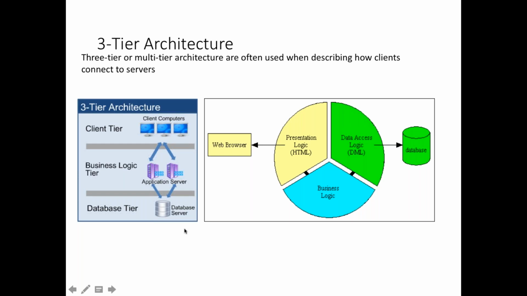On the right, if you see this pie chart, it displays first the presentation logic tier, which will be accessed through the web browsers. We can say this is content in the form of HTML. So basically, this is the client tier. Then we have the business logic tier and data access logic, and we can see a pipeline connected to the presentation logic and data access logic.